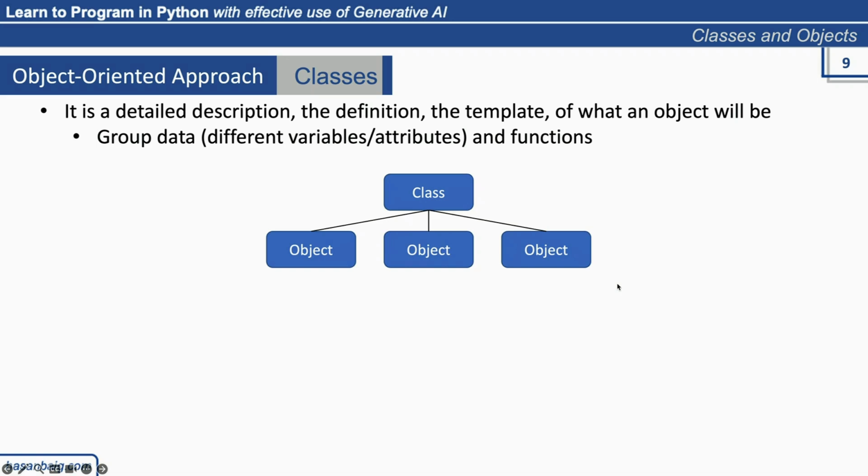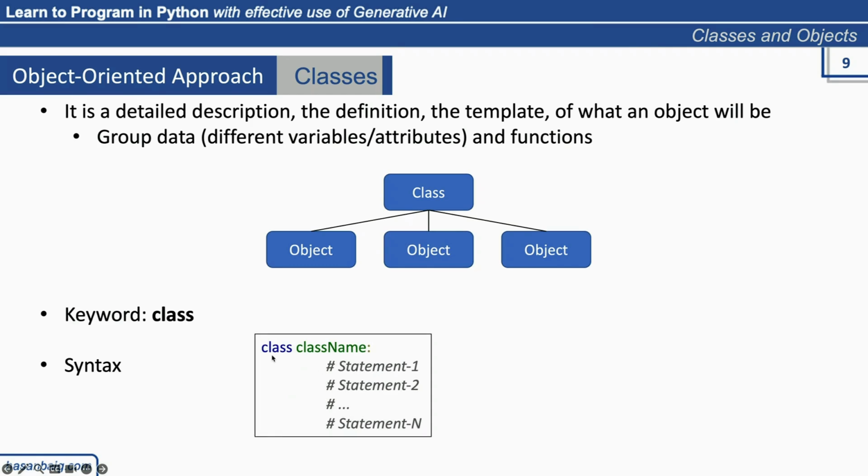How do we create a class in Python? There is a keyword named class, and just like the keyword for creating a function is def, similarly the keyword for creating a class is class, and the syntax is like this. You write class and give it a name, and then whatever you write as an indented block of code becomes a part of the class. Any questions so far?